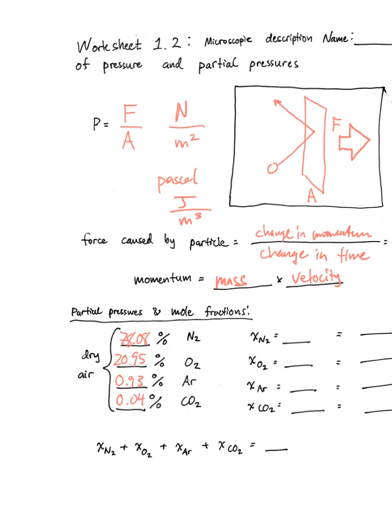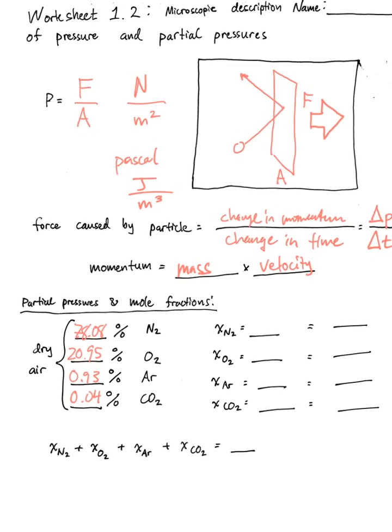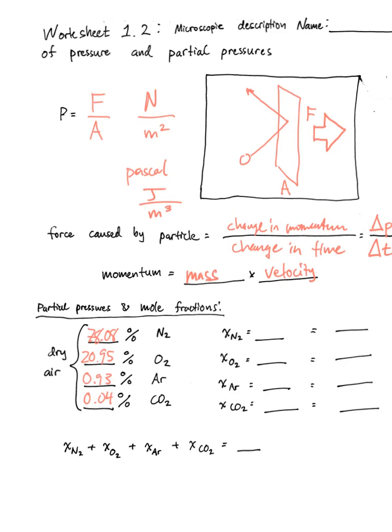In order to get the mole fraction from the percentage, you just divide each number by 100. So if I divide 78.08 by 100, I get 0.7808. If I do the same to oxygen, I get 0.2095. For argon, 0.0093. And CO2, 0.0004.